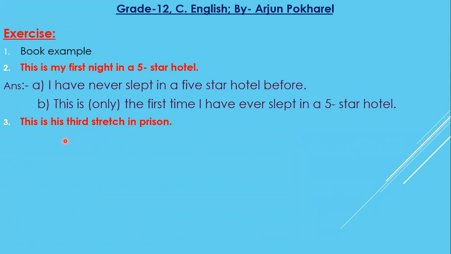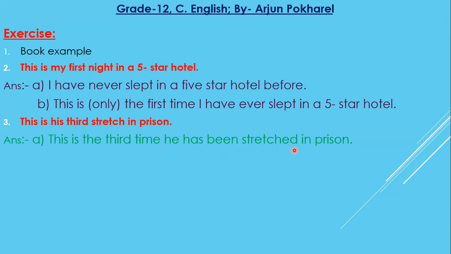Now we have to change this structure into another two structures, such as this is the third time. This is the third time he has been sent to prison. We changed it into this is only the third time, but this is the third time he has been sent to prison, because here the police will send the person to prison. That's why we write this is the third time he has been sent to prison. Why is it so? Because this is in the passive form.